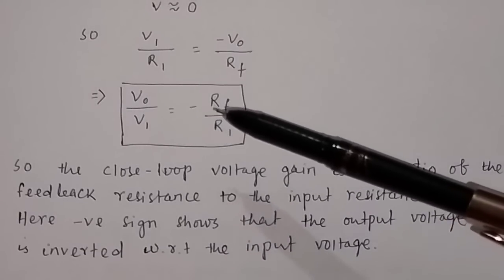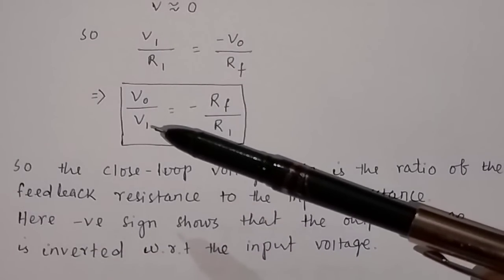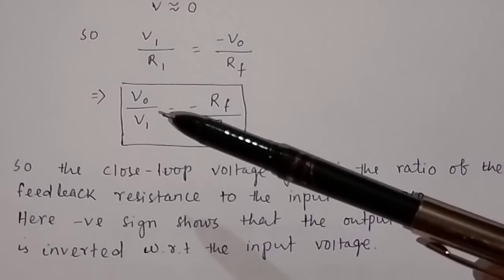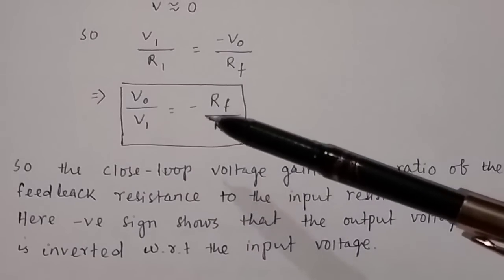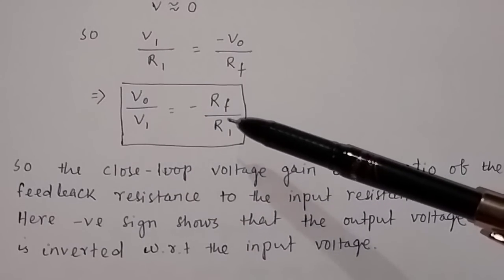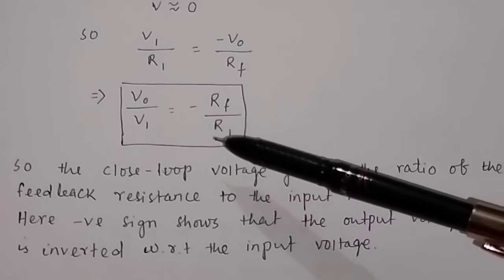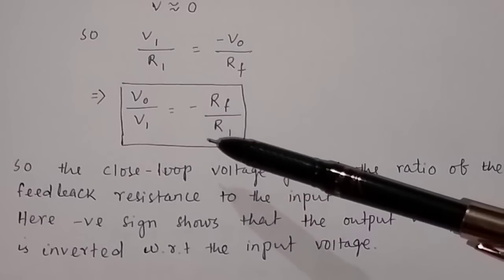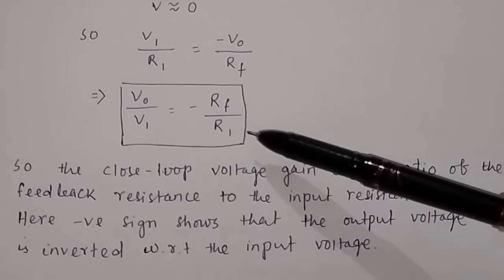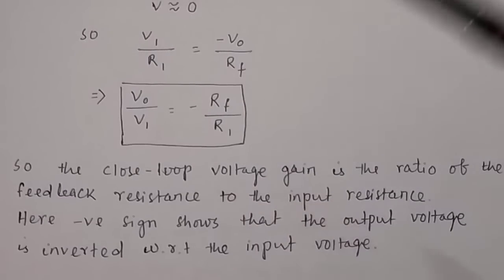If the gain you calculate in terms of output voltage and input voltage is equal to the ratio of the feedback resistance to the input resistance, then your experiment is over. This is how to study the operational amplifier as inverting amplifier. You will show it in the experiment.